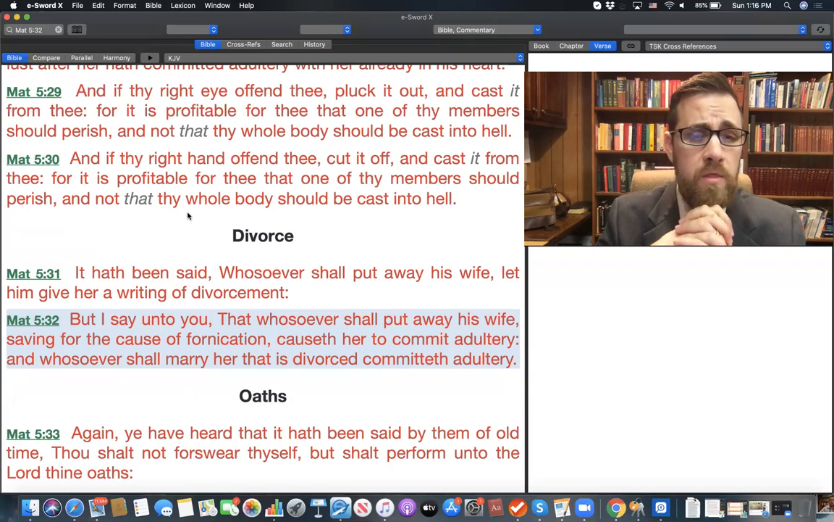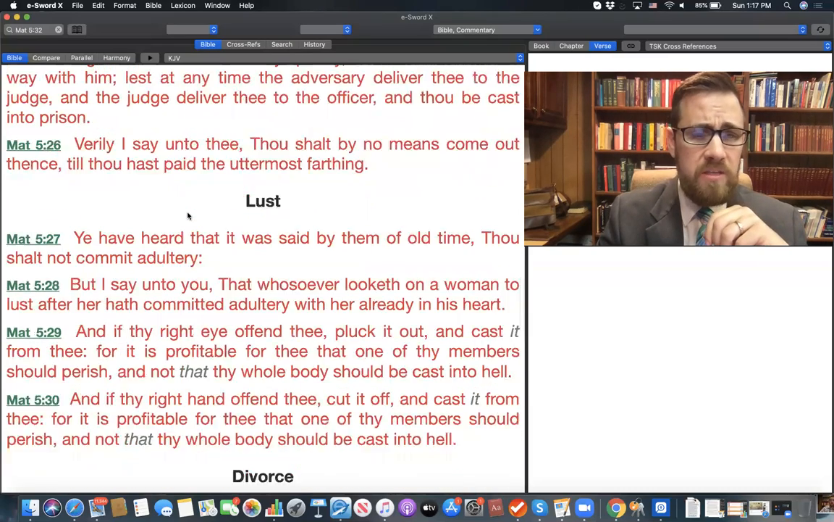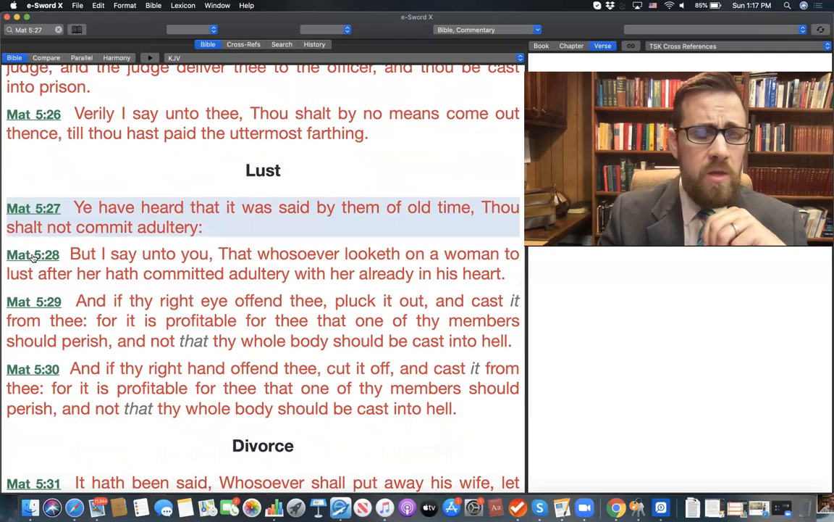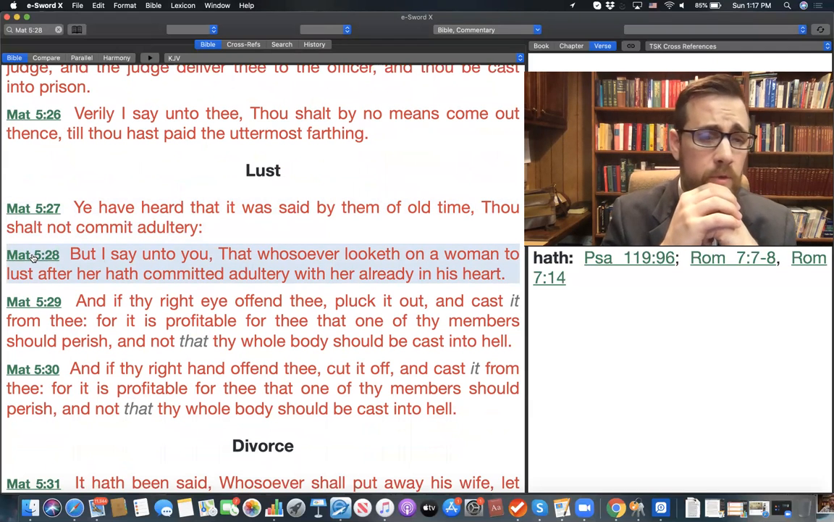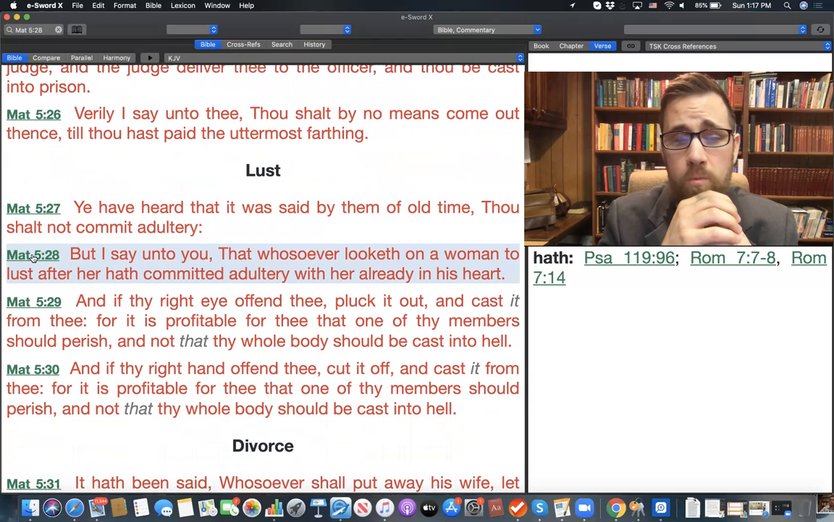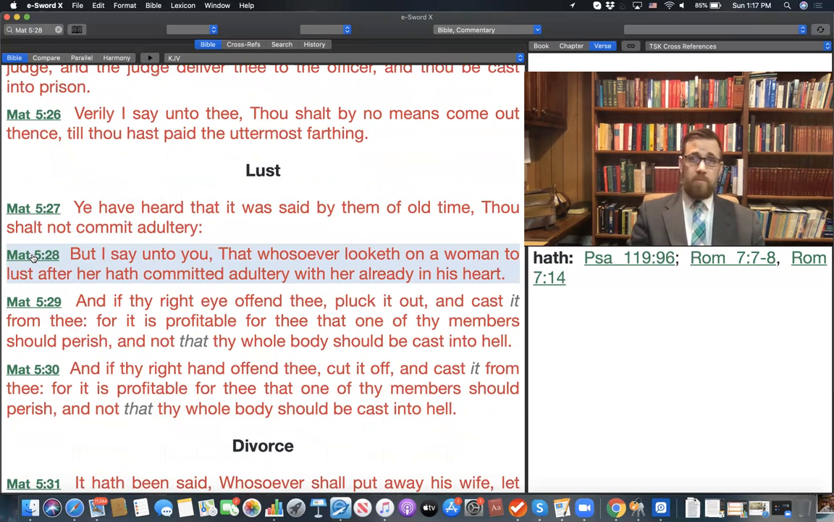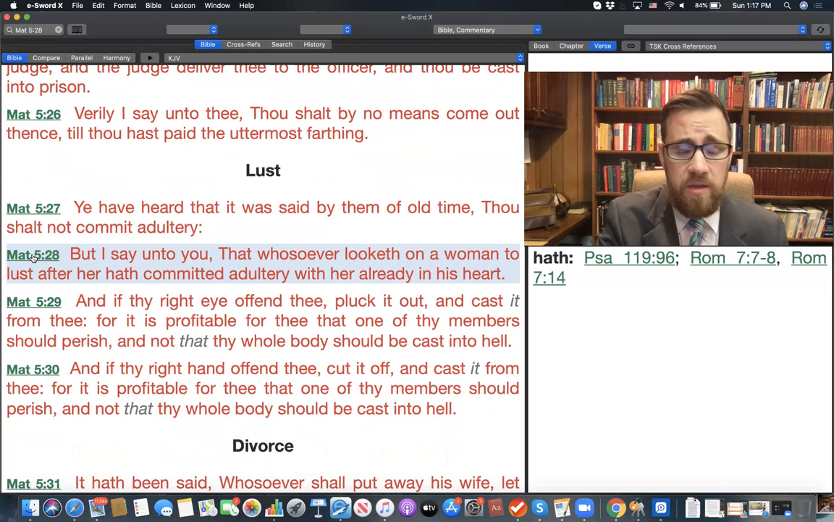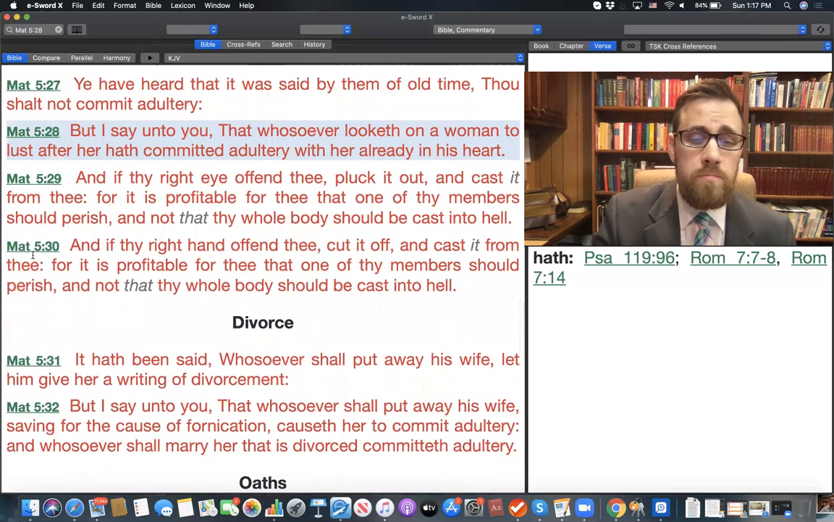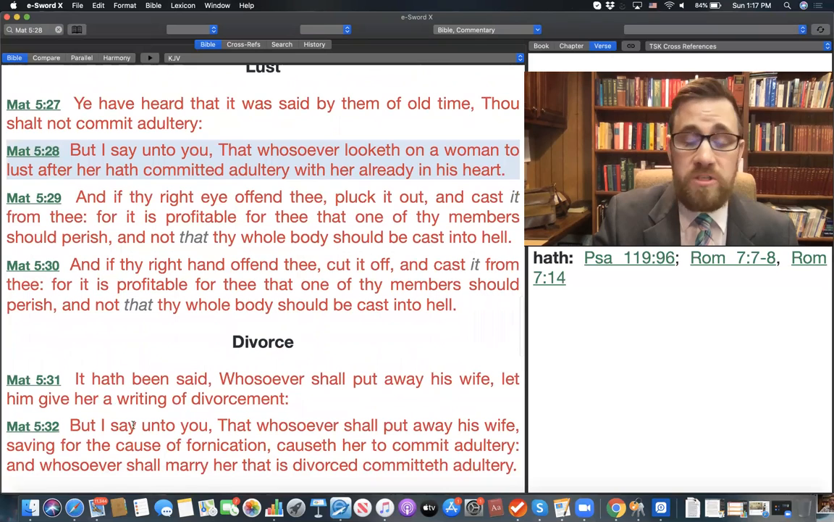And up here he says, you've heard that it was said, thou shalt not commit adultery, but I say unto you that whosoever looks upon a woman to lust after her hath committed adultery with her already in his heart. Well, one might make the argument that, if you've committed adultery in your heart, then anybody who looks at a woman to lust is eligible for being divorced, is the guilty party in a divorce, and can be put away for sexual immorality.